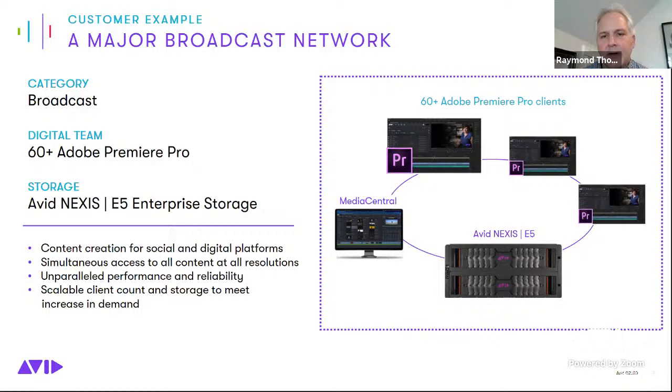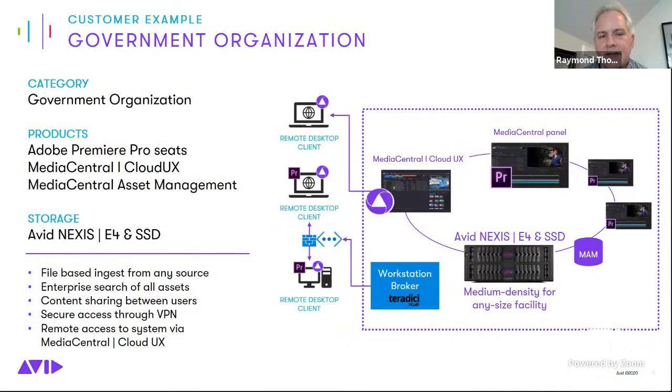This is a major broadcast network here in the US. It currently has 60 plus Adobe Premiere Pro clients running on Avid NEXIS. We have another example here of a large government organization that's using not just NEXIS, but MediaCentral Cloud UX, accessing content remotely and or accessing their workstations remotely by using either VPNs and the browser-based tool sets available in Cloud UX, or using PCoIP to basically access desktop systems running on-prem, so they can also enable work from home type scenarios.